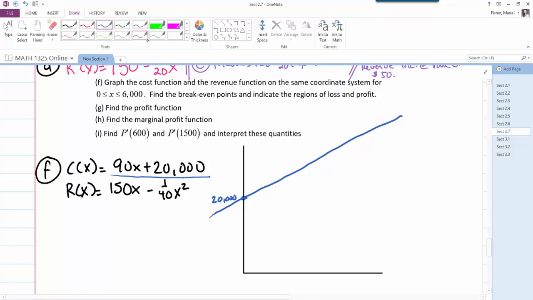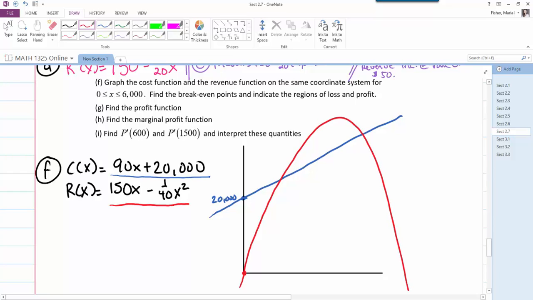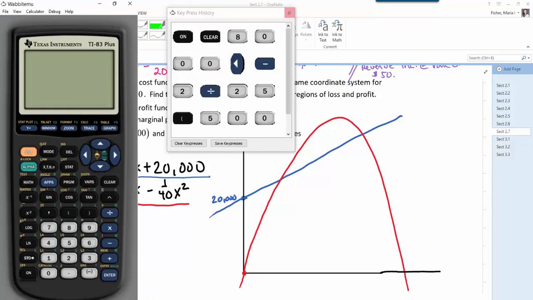And then I know that this other function here, 150x minus 1/40th x squared, is a parabola. It's a parabola that opens down because x squared is negative. So I know that it's going to go down something like this. And this doesn't have to be perfect. So this is about what this looks like. Okay, let's do the rest of this on a graphing calculator.